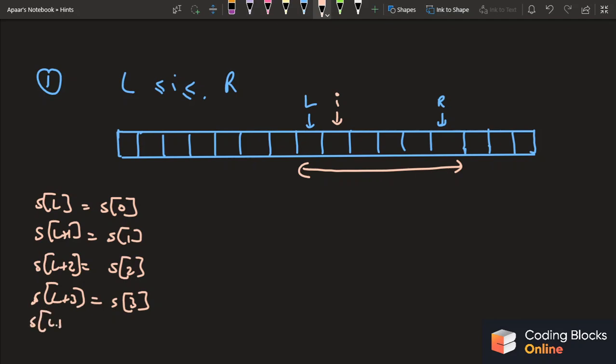Let me just write it, because it is the trickiest part. And finally L plus 5, that is R, right? L plus 5 is R. So SR equals S5, right, guys? So basically this is also the prefix of this string S, right? Let me just index it.